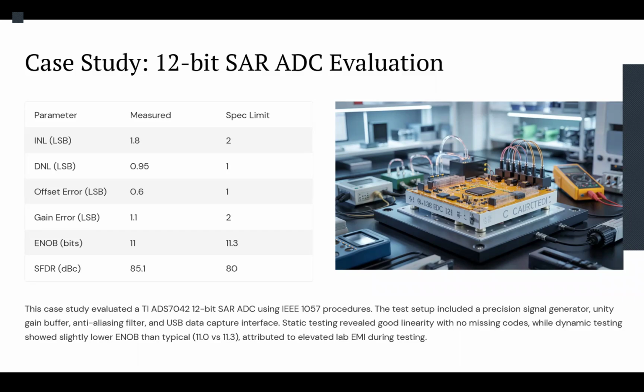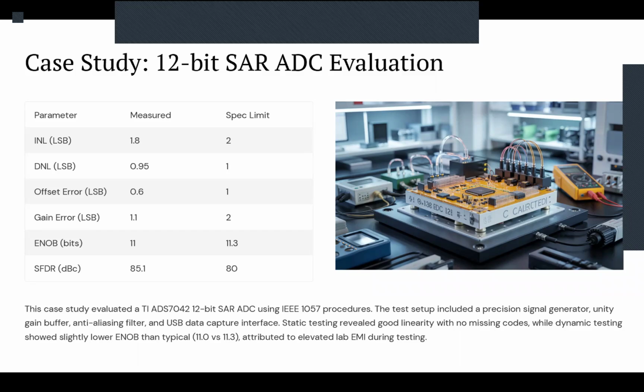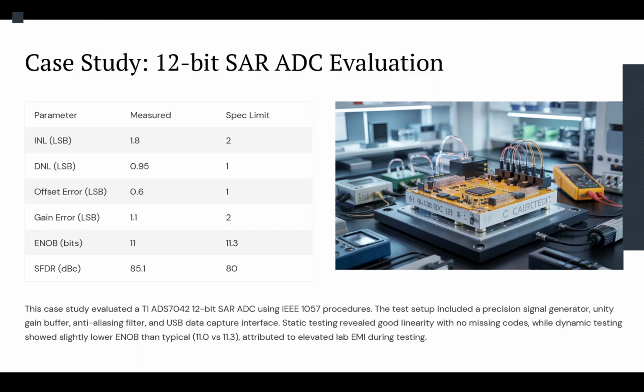So how do we set up the test? Let's go deeper into that. So far, we talked about the general idea of this case study. Now, for the test setup, as we said, we have different equipment like the signal generator, utility gain buffer, anti-aliasing filter, the ADC itself, the data capture interface, and the oscilloscope that brings us the histogram.